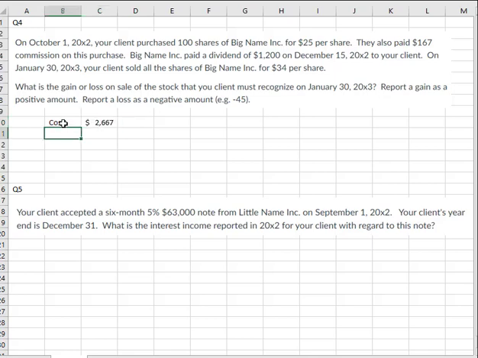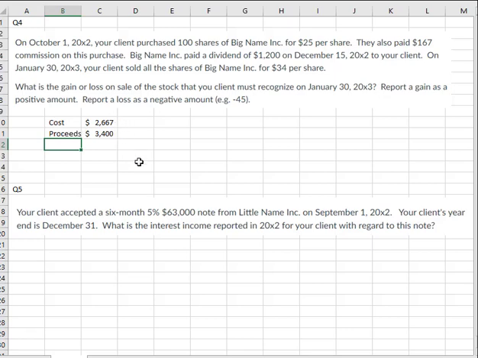They paid a dividend, which is not an event that we need for this particular question. And then in January, 3 months later, they sold all of the shares for $34 a share. So how many shares were there? 100. And they got 34 for it. Okay. So the proceeds when they sold it was $3,400.